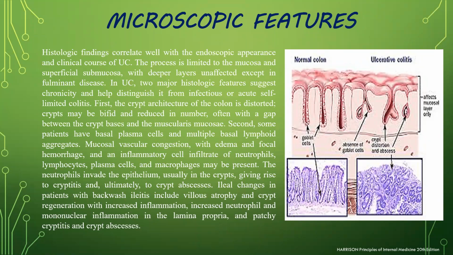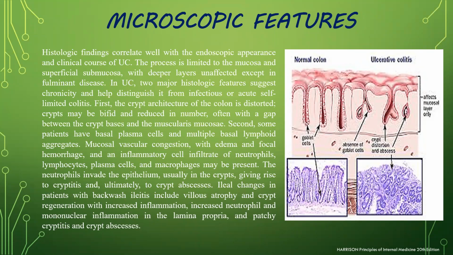Histologic findings correlate well with the endoscopic appearance and clinical course of ulcerative colitis. The process is limited to the mucosa and superficial submucosa, with deeper layers unaffected except in fulminant disease. Two major histologic features suggest chronicity and help distinguish ulcerative colitis from infectious or acute self-limited colitis.